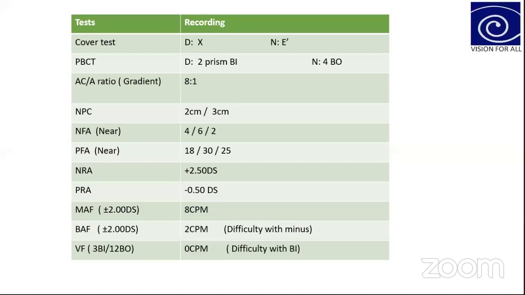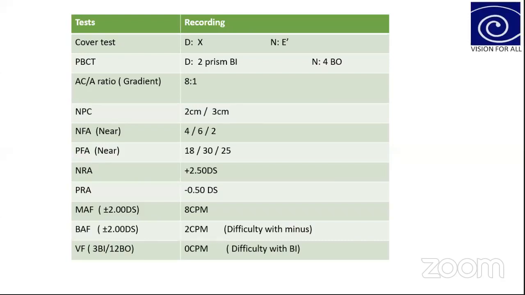If you see here, it is more than the normal. And if you see there, the binocular accommodation facility and the vergence facility and all the divergence parameters will be affected here.